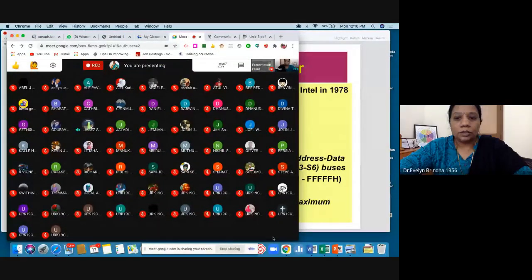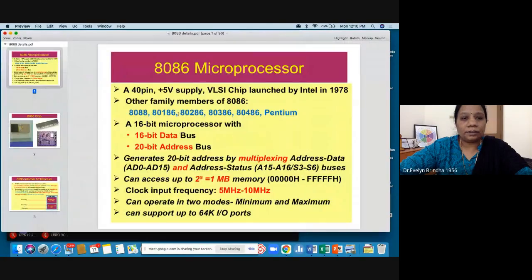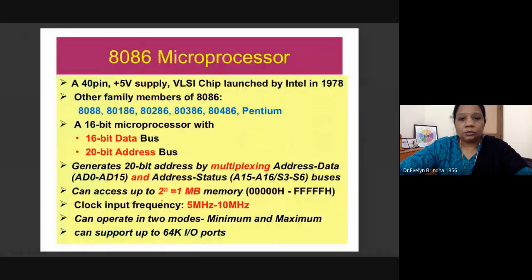Yes, ma'am. If the address bus is 20-bit, what will be the memory capacity? 2 to the power 20. You're right, 2 to the power 20. So 2 to the power 20 is equal to 1 megabyte, which is the memory capacity of 8086.